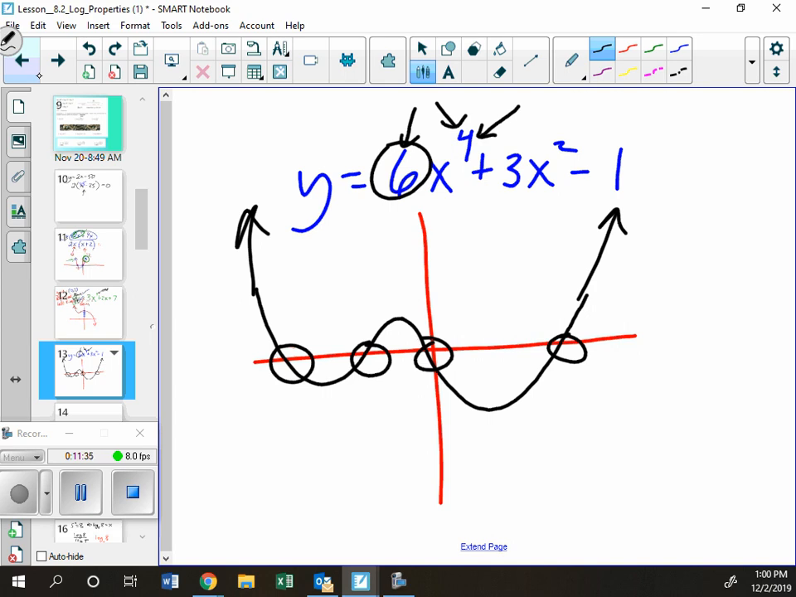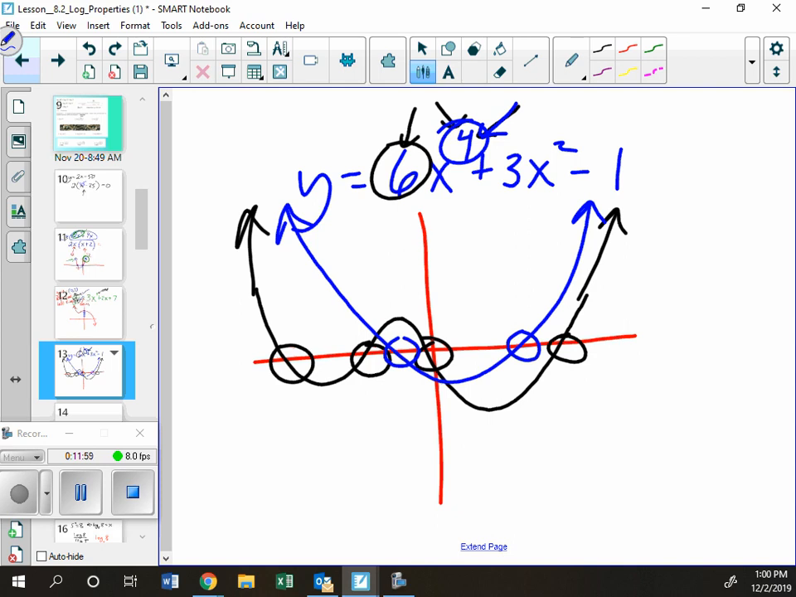If it looks like this instead of the one I just did that was all wavy, there'd only be 2 real answers. But there has to be 4 answers. How is that possible? Well, it has to be 4 answers because the power's 4, but only 2 of them would be real and the other 2 would be imaginary. All right, so that's what I'm going to teach you in a minute.